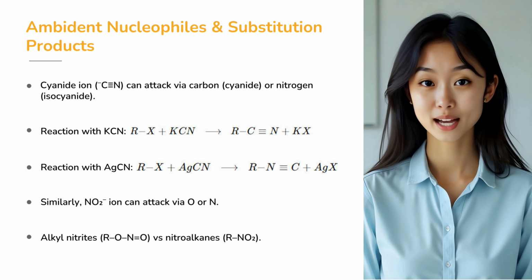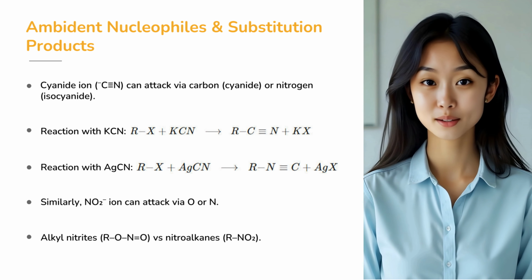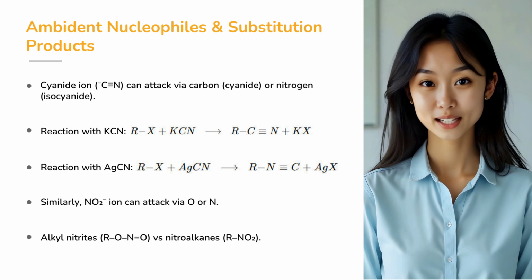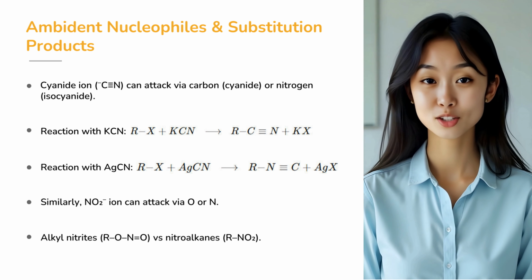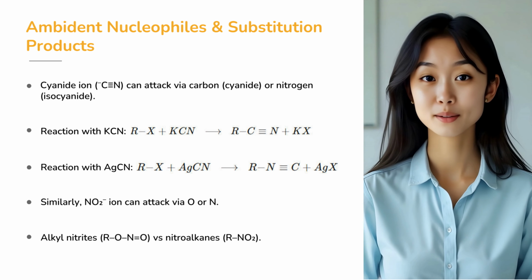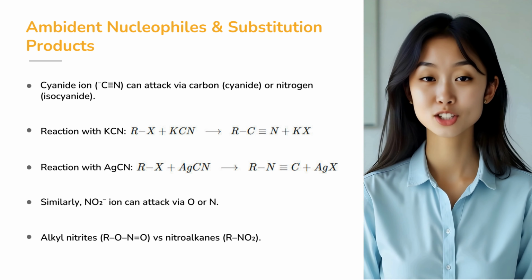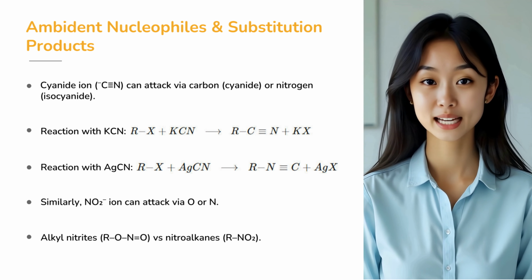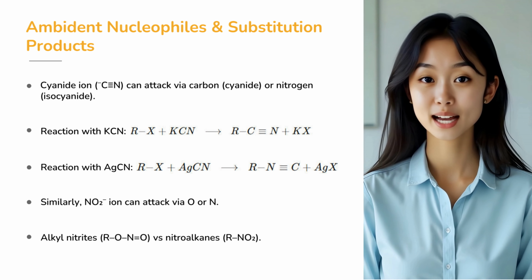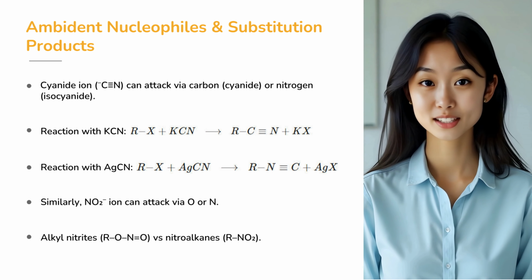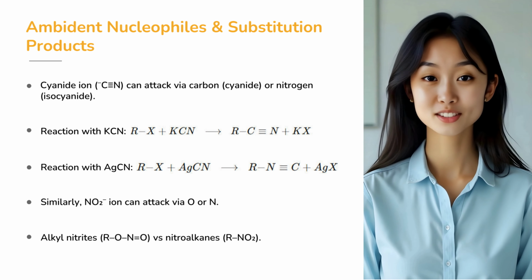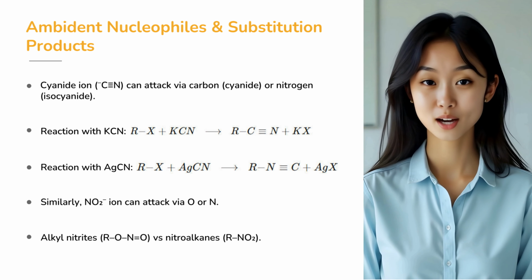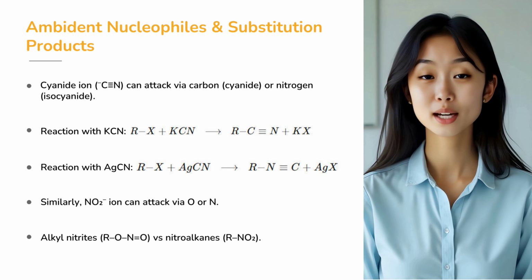Here, the carbon atom of the cyanide does the attacking, so the product formed is an alkyl cyanide, also called a nitrile. But with silver cyanide, R-X plus AgCN gives R-N triple bond C plus AgX. In this case, the nitrogen atom of the cyanide is the attacking site, so the product formed is an alkyl isocyanide. Similarly, consider the nitrite ion, written as NO2-.